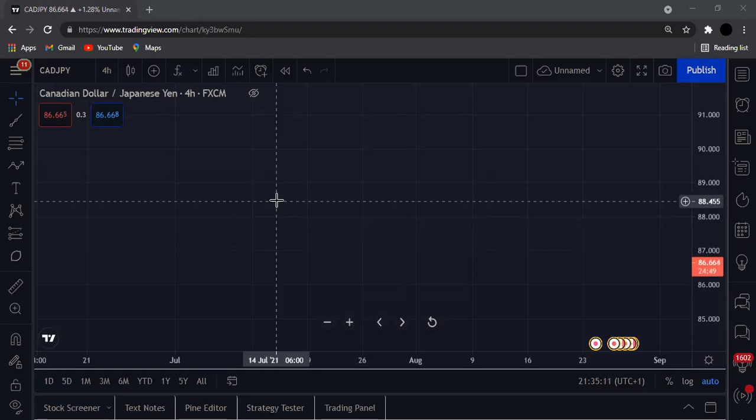Currency pairs, you can't trade in weekends. I think it closes Friday 5 p.m. here, until Sunday 10 or 11 p.m. before the market opens. But synthetic indices, you can trade 24 hours.